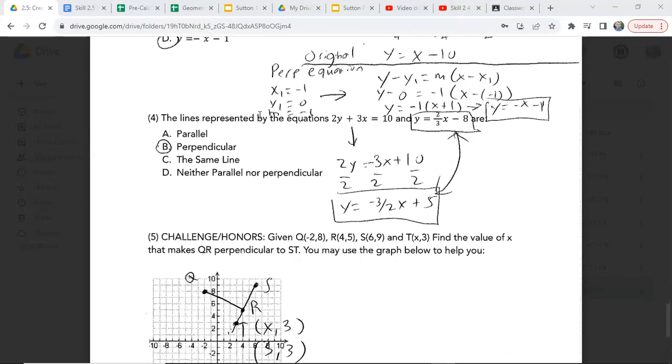Are the lines represented by the equations 2y plus 3x equals 10 and y equals 2/3 x minus 10 perpendicular to each other? If we find the slope of this line, subtract the 3x on both sides, divide by 2, you should see that this line has a slope of -3/2, which is the opposite reciprocal of 2/3. So these are perpendicular to each other.